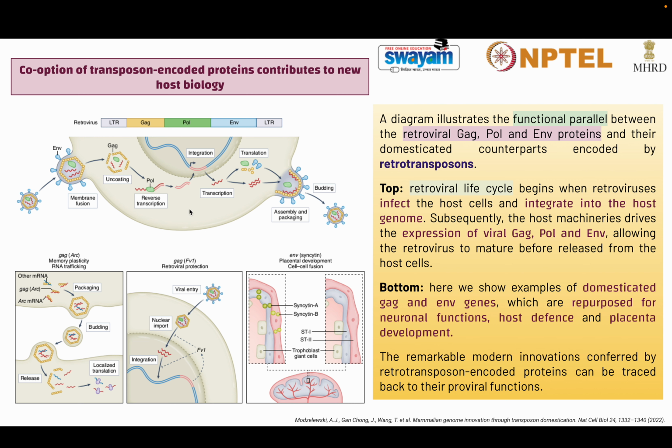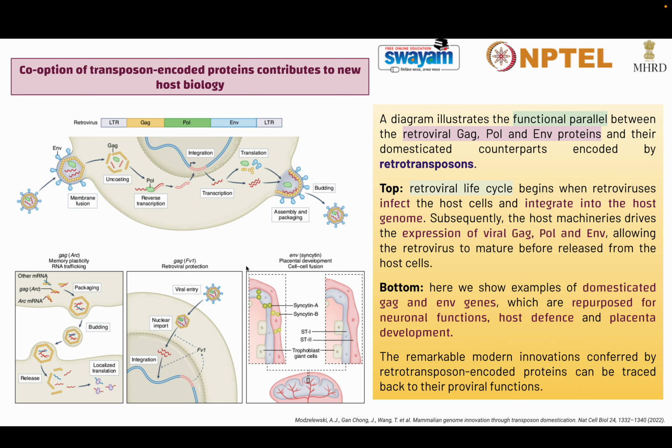So there are different genes which have different pathways, which can have different roles. This diagram illustrates the same thing. In this bottom diagram, you will see examples of domesticated GAG and ENV genes. These are repurposed for neuronal functions, host defense, and placental formation or placenta development. And the remarkable modern innovations conferred by the retrotransposon-encoded proteins can be traced back to their proviral functions.